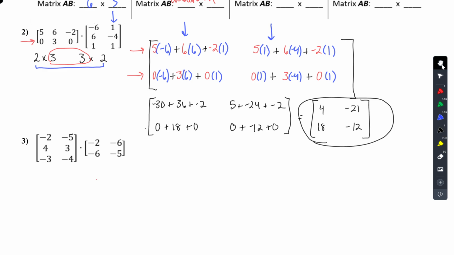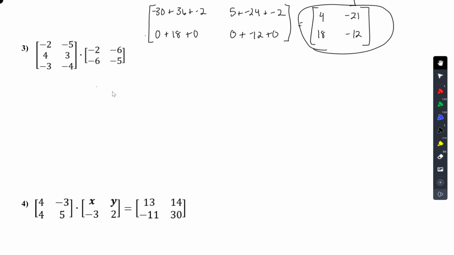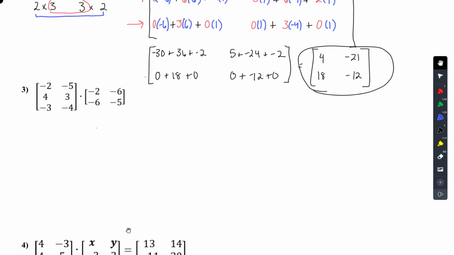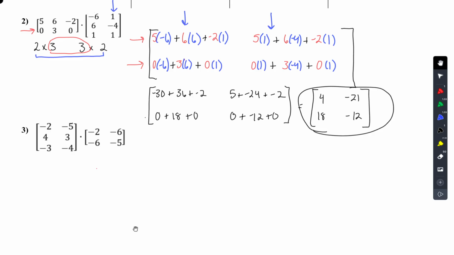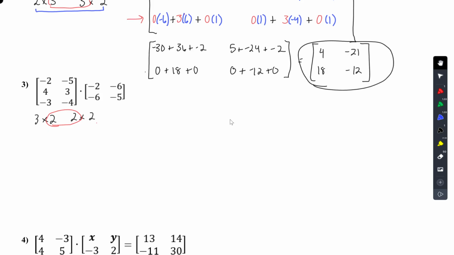Okay, so another one. Okay, how about you guys try this one, number 3? I want you to try it. Do number 3. Try it. So check that you can multiply them, and you can. Then -5 times -6. Okay, then write it down. Write it down. Go ahead.